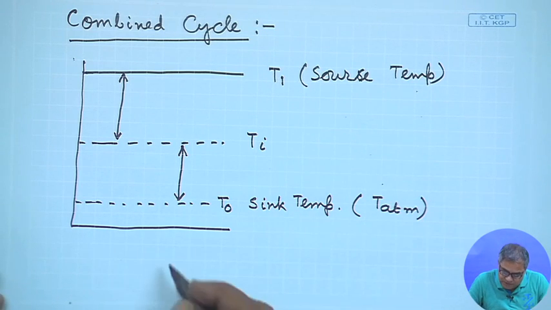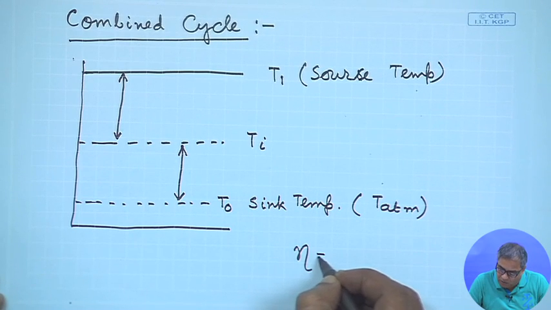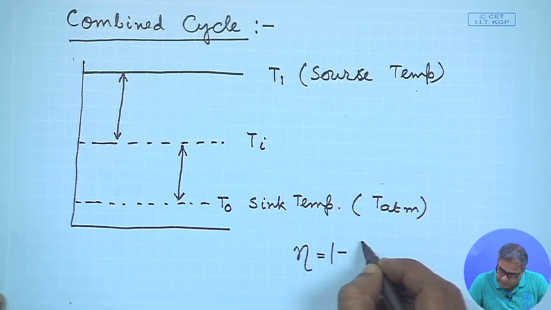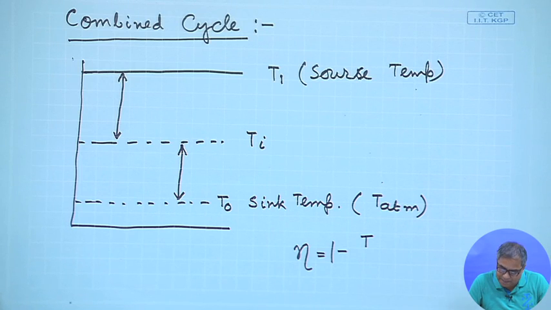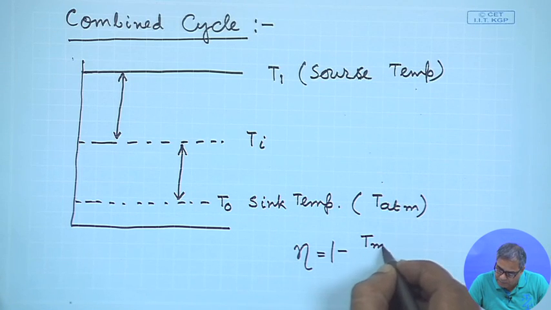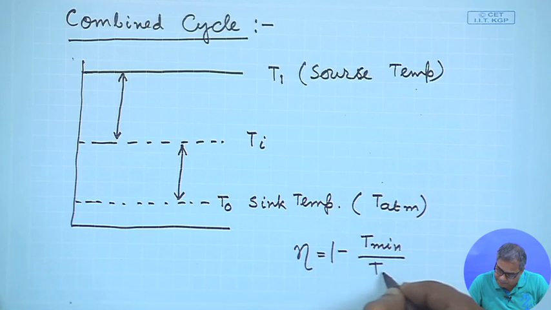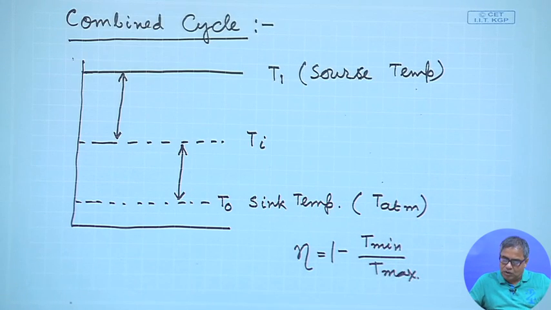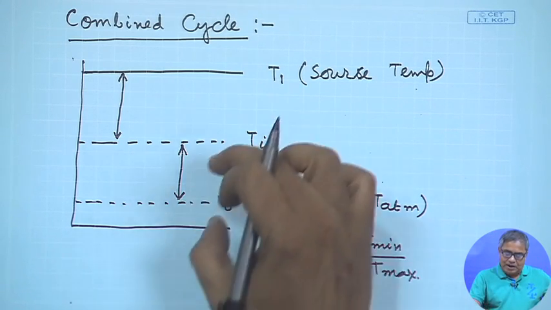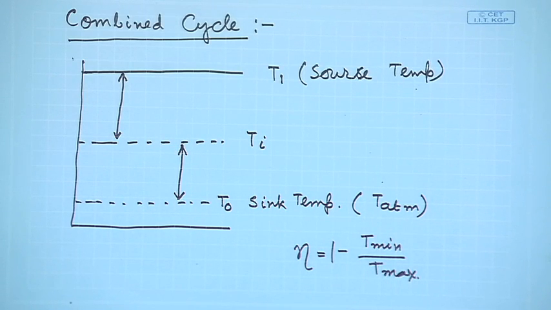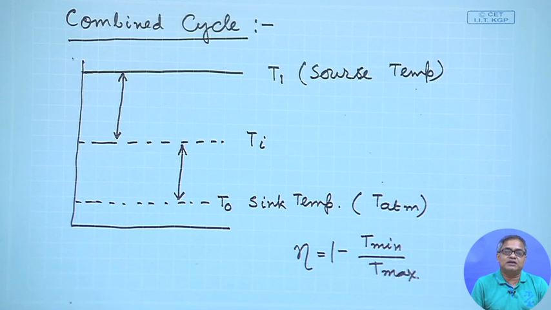We know the Carnot efficiency, which is indicative of the efficiency which a cycle can have, that is T minimum divided by T maximum. So, obviously, when we are having some sort of intermediate temperature, either we are operating between T 1 and T intermediate or between T intermediate and T 0. So, our Carnot efficiency will be low and the cycle efficiency obviously will be low. So, what could be the remedy?